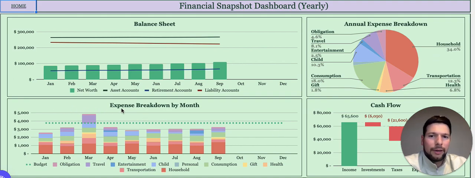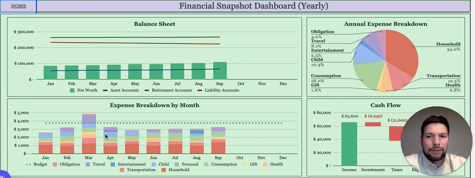Then down here we have the expense breakdown by month. So we can see this green line here, which is important. This is your budget line. You already created your budget in one of the earlier pages when you set up your financial goals. Now this is automatically imported here to show you, are your total expenses meeting or exceeding your budget goal?